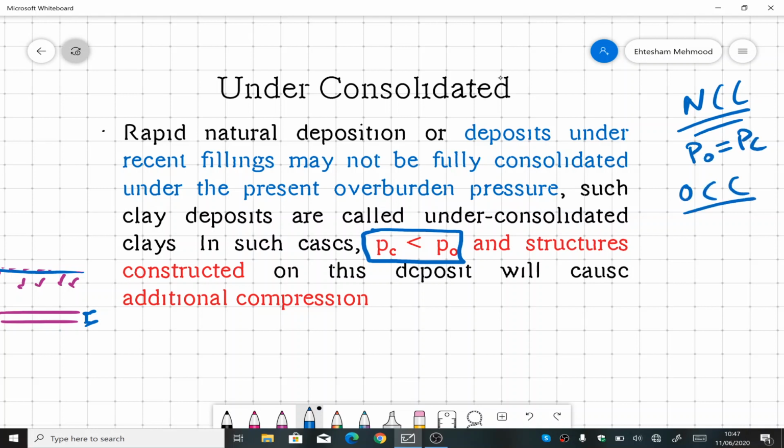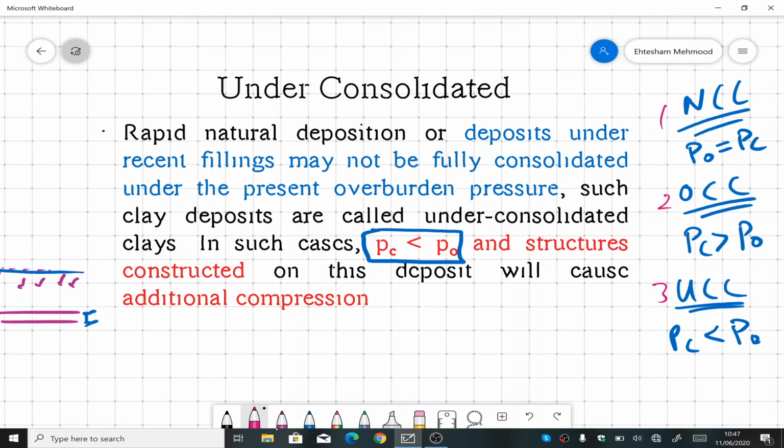Over consolidated was the one where PC was greater than P naught, and this last is under consolidated. In this case, PC is less than P naught. So you will look at the situation and you can decide what type of soil you are dealing with, because with the type of soil, our calculation and methodologies for addressing the soil problems would become different. So 1, 2, 3. And you see that we need PC, or the pre-consolidation pressure, for that soil to judge what type of soil this is.